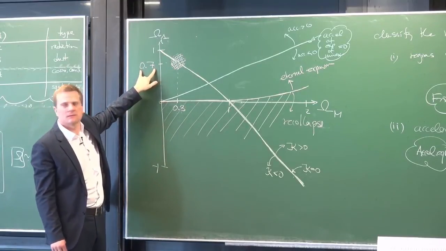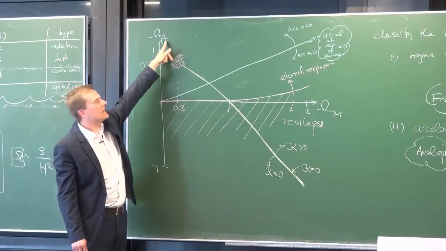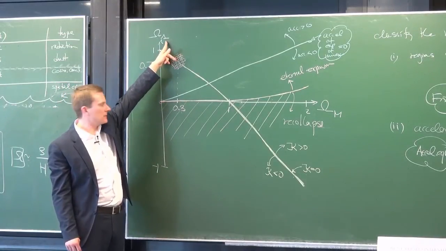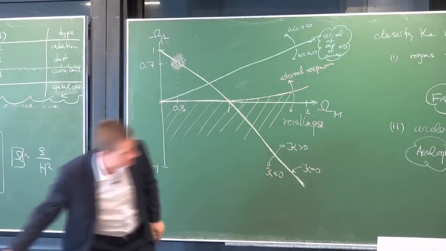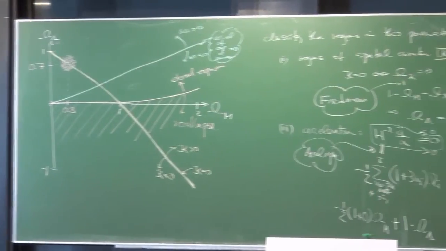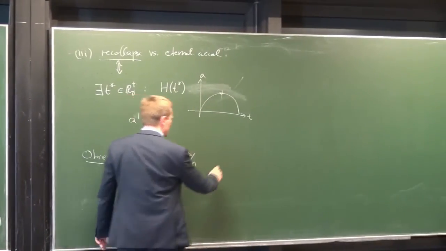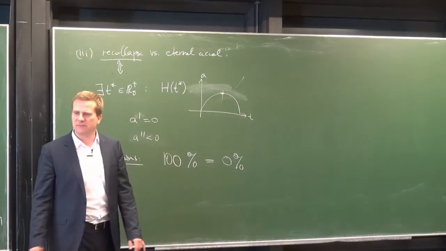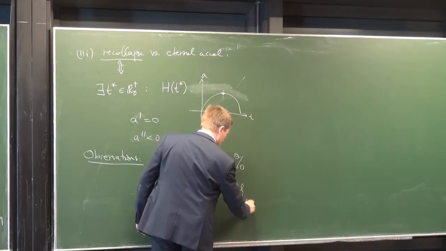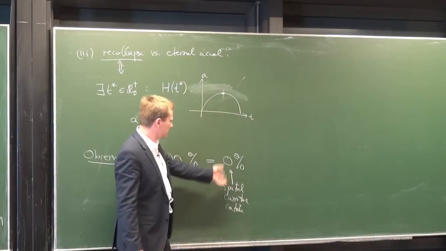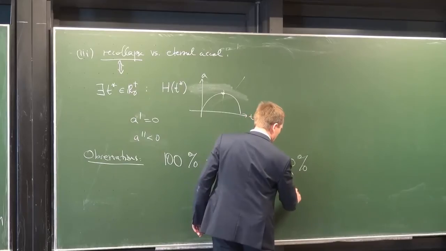Okay. And 70% of the energy density of the universe needs to be put in the cosmological constant, and only 30% comes from matter. But it's even worse. So, observations say 100%, that's the 1 in the Friedmann equation, equals 0% from the spatial curvature contribution. And of course, there may be a little spatial curvature, plus 70% is the cosmological constant contribution.